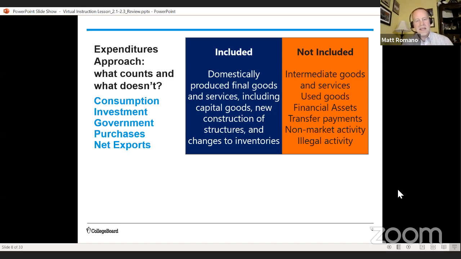Investment is investment in capital goods, in research and development, technology, all these things that are used to produce other goods, or in residential construction. Financial assets, stocks and bonds in particular, when you purchase one of these, it's simply a transfer of ownership.